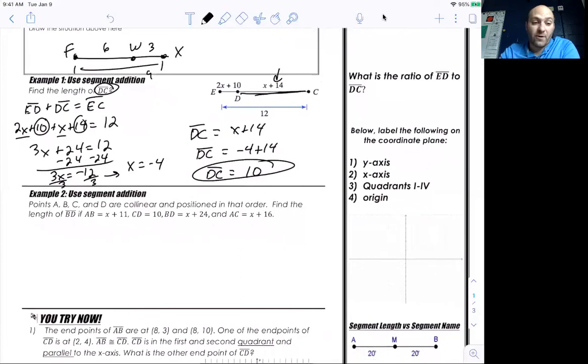Sometimes I don't give you the diagram. Points A, B, C, and D are collinear and positioned in that order. Find the length of BD if AB is x plus 11, CD is 10, BD is x plus 24, and AC is x plus 16.